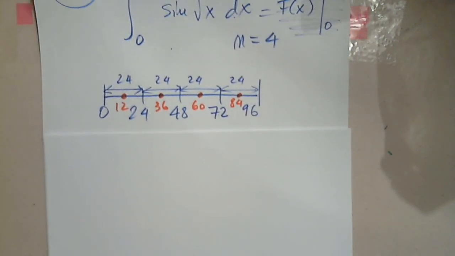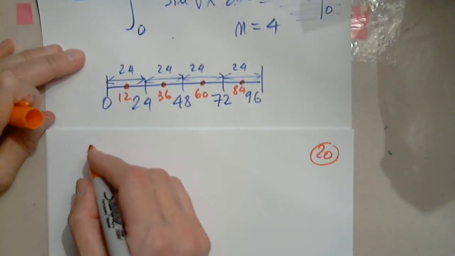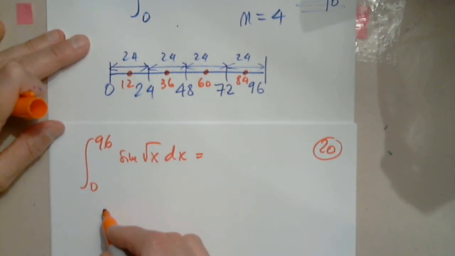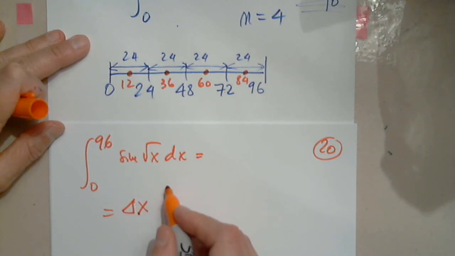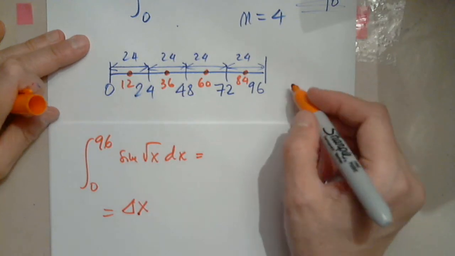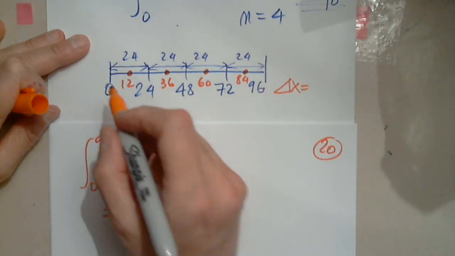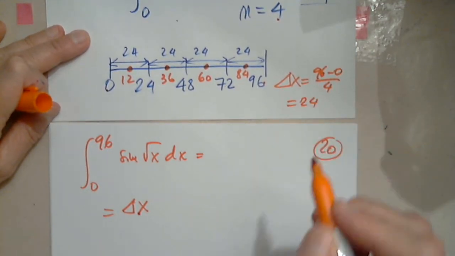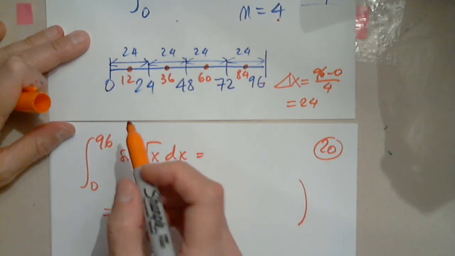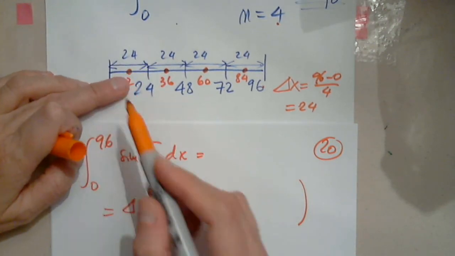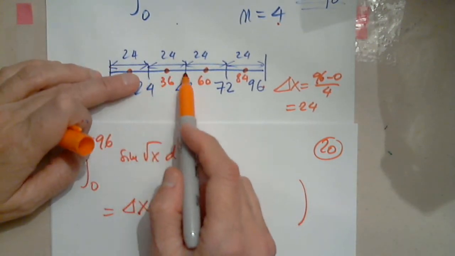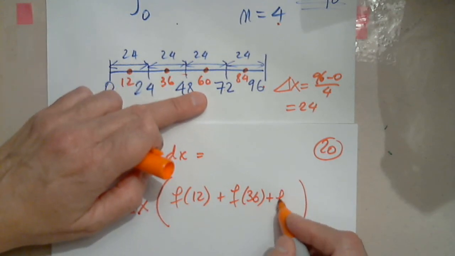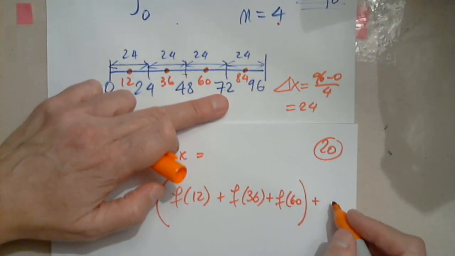So then, in order to approximate the integral from 0 to 96 of sine of the square root of x dx, because I cannot determine this exactly, I'm going to say delta x, which I know is 24, delta x is 96 minus 0 over 4, and that is 24, multiplied by base 24 times the height, f of 12, plus base times height, so plus f of 36, plus f of 60, plus f of 84.